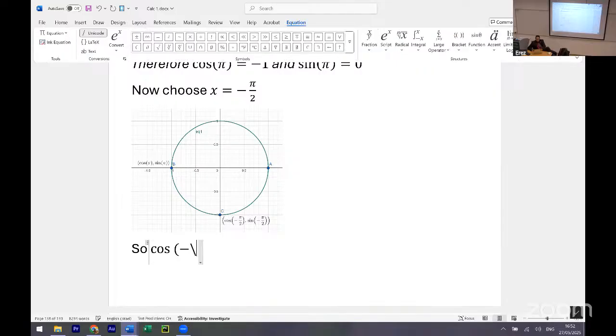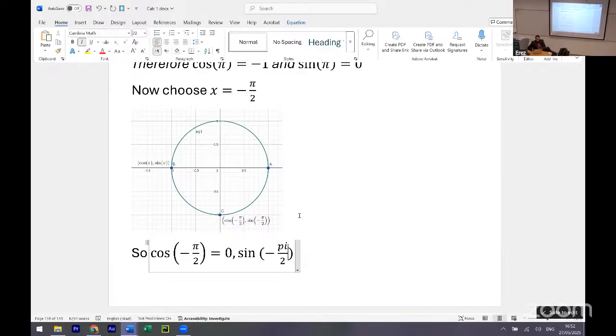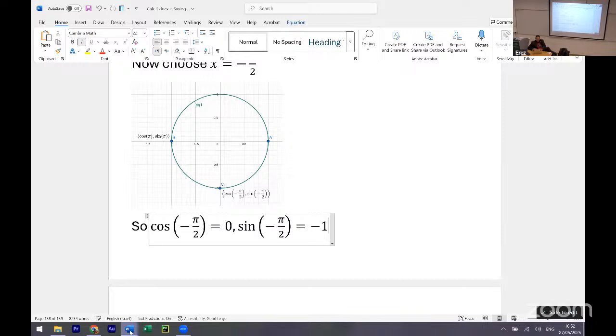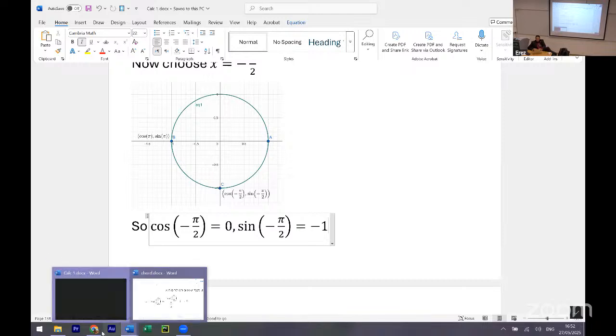Cosine of minus pi over 2, what does that equal? 0, that's the x value. And sine of minus pi over 2 is -1. And just make sure that's the sine we all know and love.